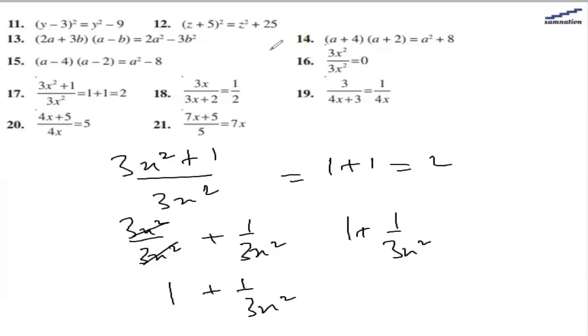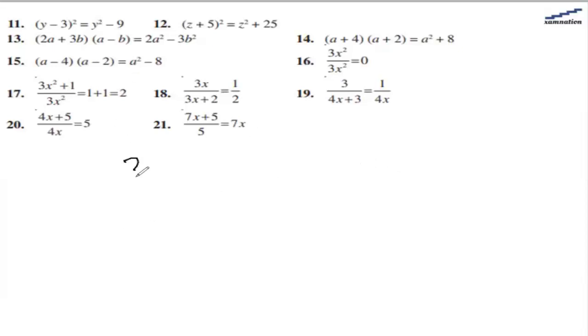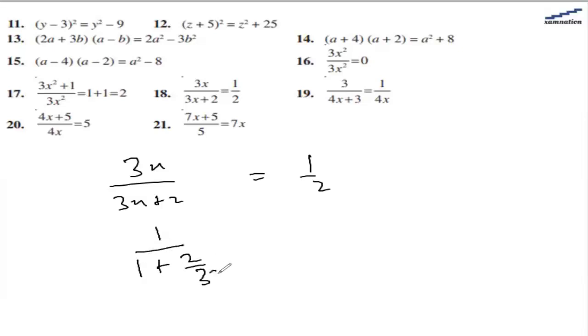Let's solve the 18th part. 18th part is 3x divided by 3x plus 2 equal to 1 by 2. Okay, so let's divide the left hand side, all the numbers, by 3x. So that will give us 1 upon 1 plus 2 by 3x. So as you can see, 1 upon 1 plus 2 by 3x is not equal to 1 upon 2, because that means this 2 by 3x is 1. So instead of this 1 by 2, we should have this expression.